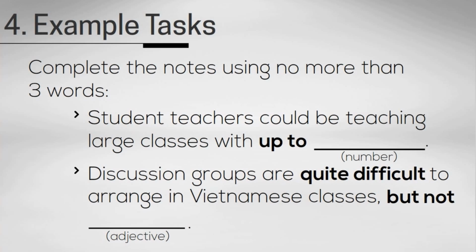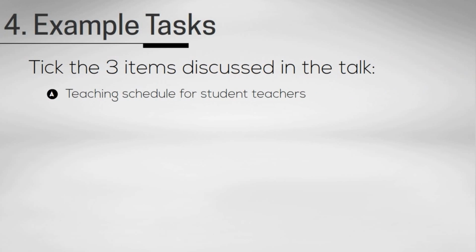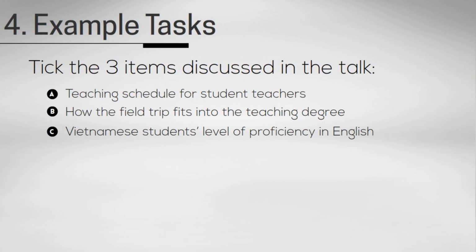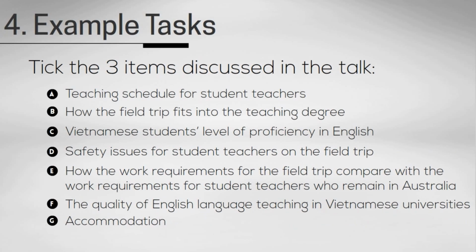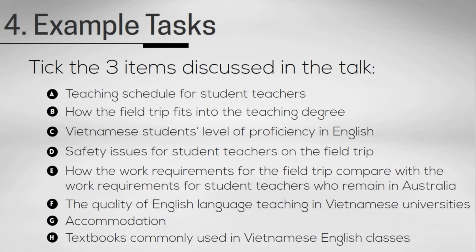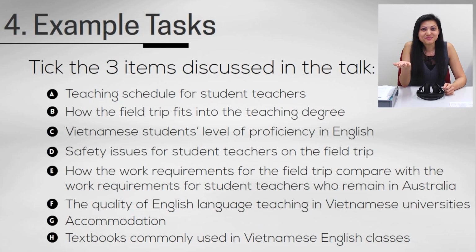Did you get the keywords? Let me give you an example of another task. Here we have 3 items which are discussed in the talk. You have to tick 3 items. Read through the list and let's check which ones are more likely. All of them seem possible, so you're going to have to listen carefully to make sure you get the correct answer. Let's see if we can do it.